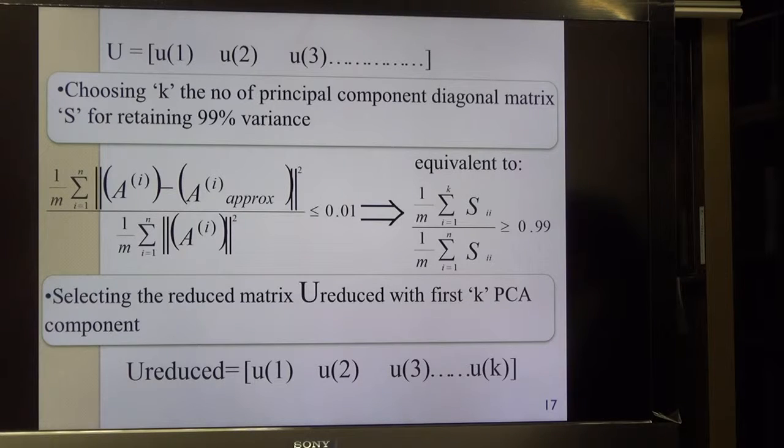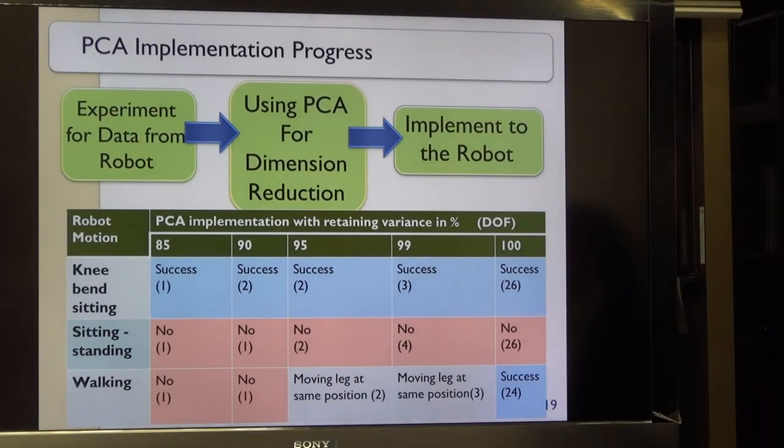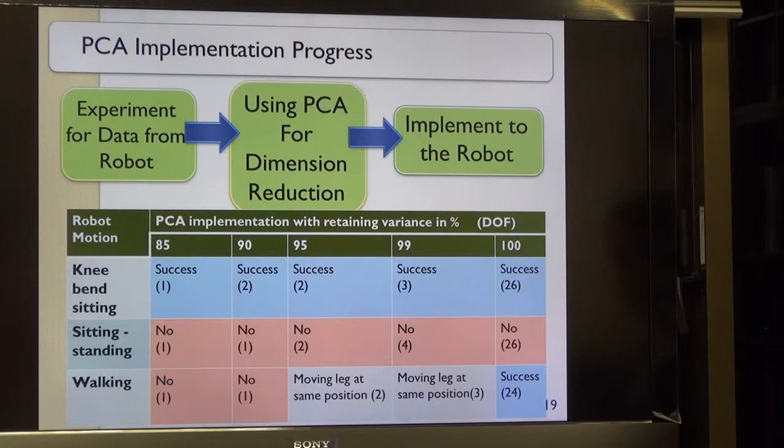For example, there is the knee bend sitting motion for the robot. For the knee bend sitting motion, even if we take fewer components, it works well. The components are selected according to the retention of variance of the signal, and even if the retained variance is low, it works fine. I will show the video after that. Finally, we get the reconstructed signal from this reduced set of PCA components. How I implemented it: we got the robot data from the experiment, then implemented PCA, and finally implemented it back on the robot.